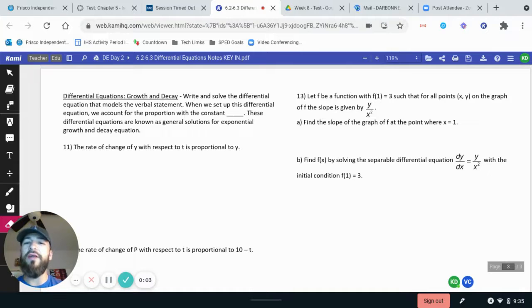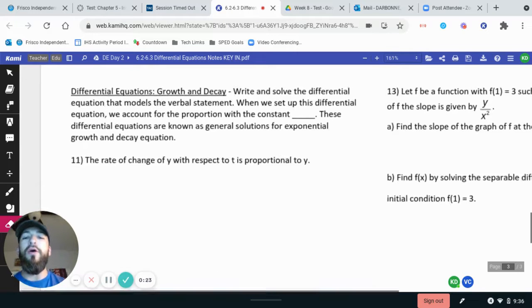So today we're going to be talking about differential equations again. This is a continuation of 6.2 and 6.3, but kind of some of the other situations, some more word problem-esque, that we use with differential equations. And we're going to start out by talking about what we call the proportionality constant. I really suck at saying the word proportional. But anyways, so write and solve the differential equation that models the verbal statement.